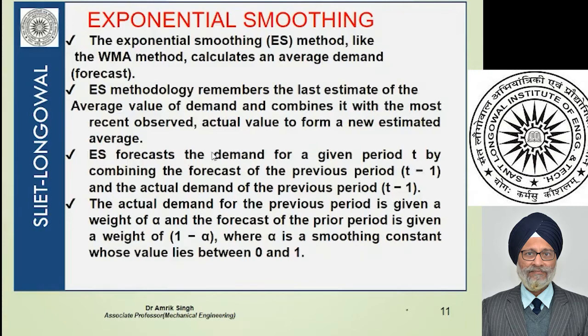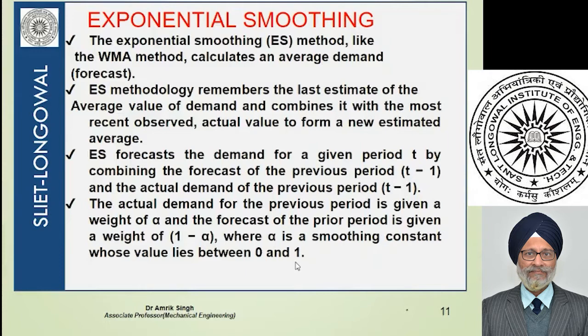ES forecasts the demand for a given period T by combining the forecast of the previous period, T minus 1, where T is the most recent one and T minus 1 is the previous to that. The actual demand for the previous period, T minus 1, is given a weight of alpha, or small a, and the forecast of the period is given a weight of 1 minus alpha, or 1 minus A. The value of this alpha is between 0 and 1. It cannot be less than 0 or negative, and it cannot be more than 1.